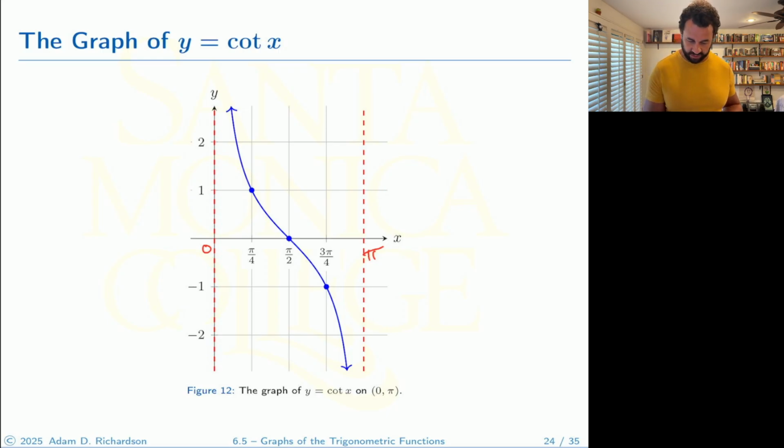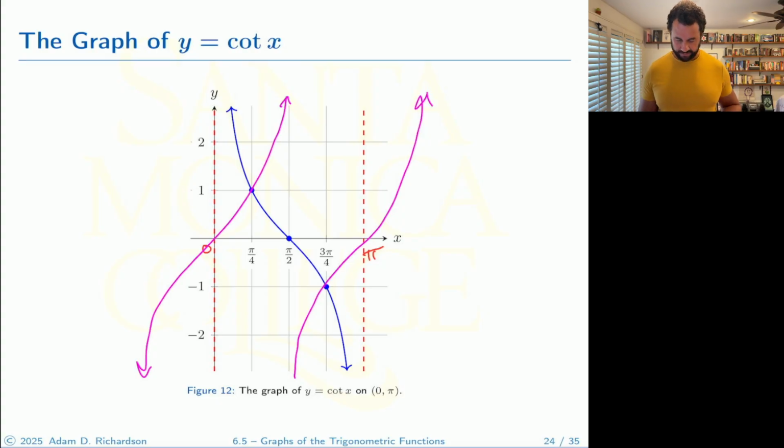So remember, tangent was going like this. Maybe I'll still do a quick sketch. Tangent looked like that, and then it came up like that. There we go. Yes, and then it had an asymptote right there.